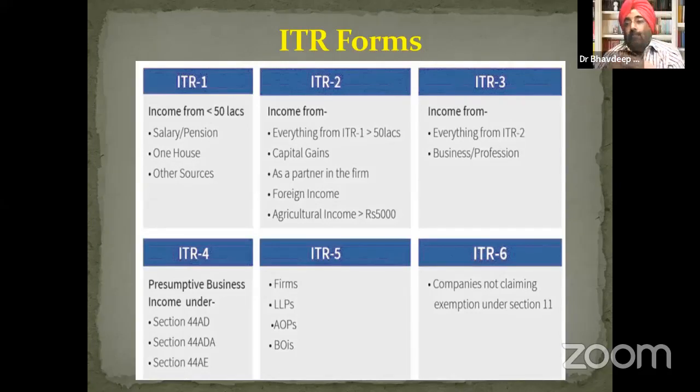Otherwise, अगर आपकी income 50 lakh से ऊपर है with capital gain or a partnership in the firm where you're deriving another income or a foreign income or agriculture income above 5,000, even then you file ITR 2. I hope this is self-explanatory. Now this has been changed to 2 houses, I guess. In the previous budget 2020, or 2021, it was changed to 2 houses now. Anyways, that's besides the point.